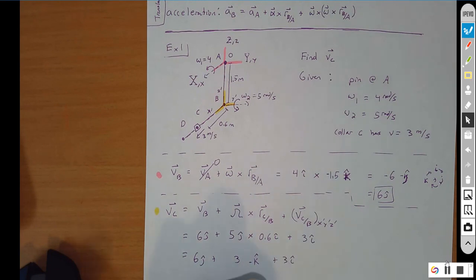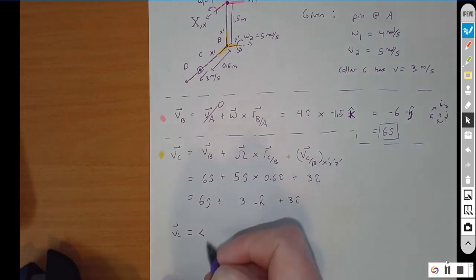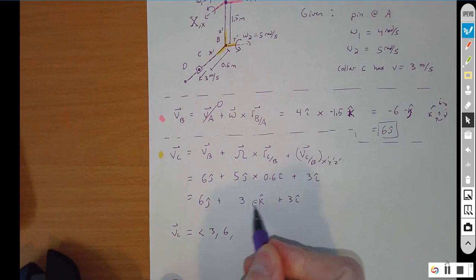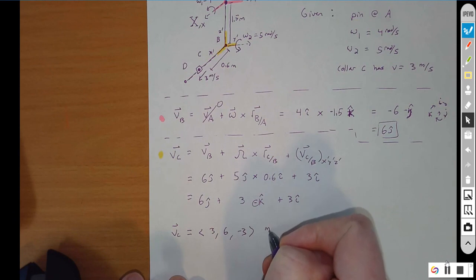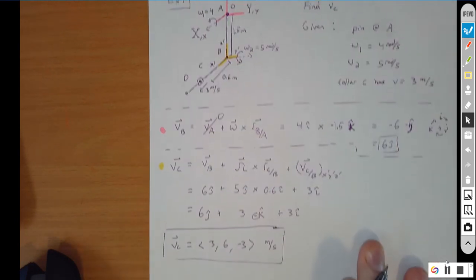So if we just rearrange this, our velocity of c, let me move my page up here so you can see everything. We're going to have 3 in the I direction, 6 in the j direction, and then a negative 3 in the k direction. And that'll all be in meters per second. So hopefully that wasn't too bad.